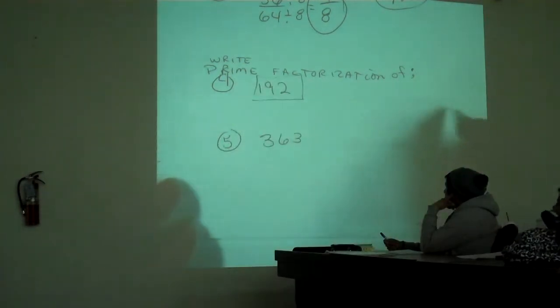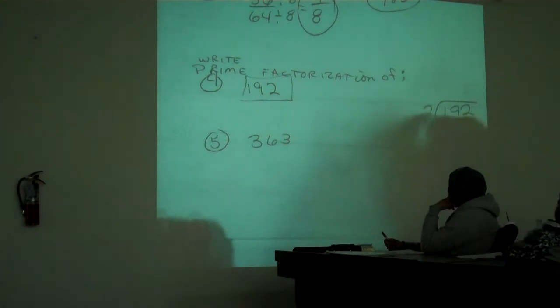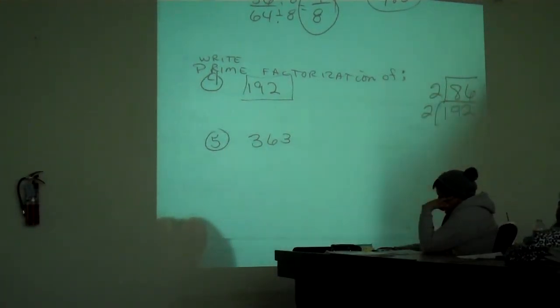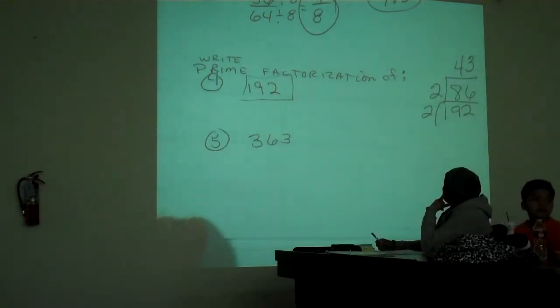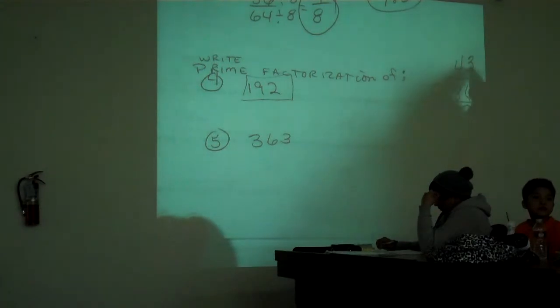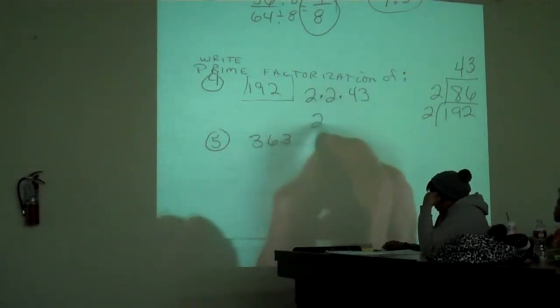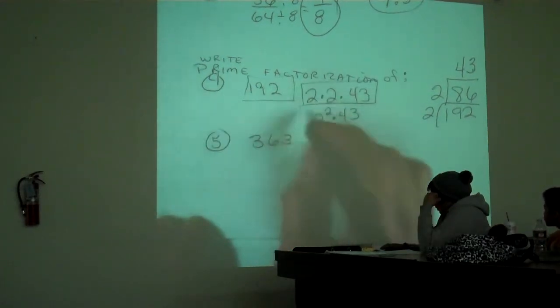Prime factorization of 192. Divide by 2. 86 divided by 2 is 43. That's it. This is prime. So it's 2 times 2 times 43, or you could write 2 to the second power times 43. Either one of those answers.